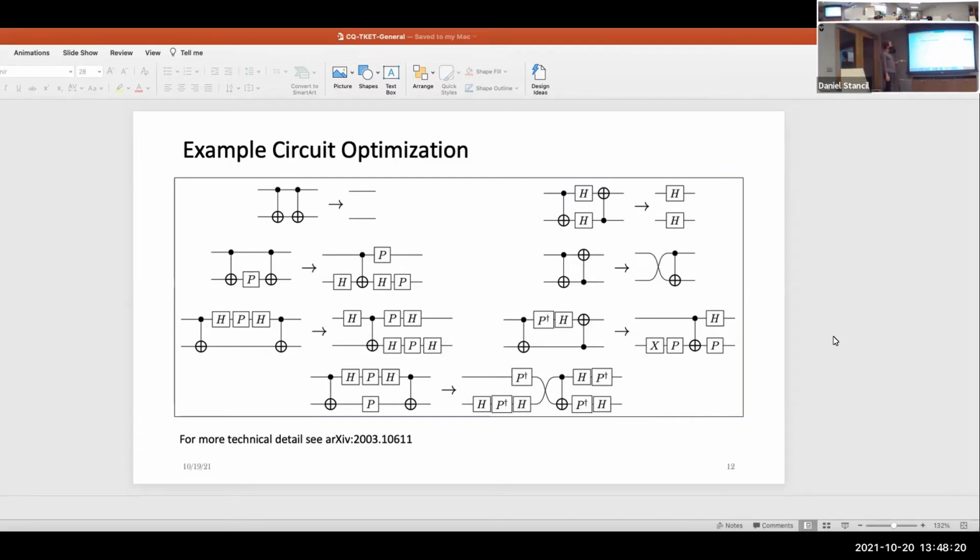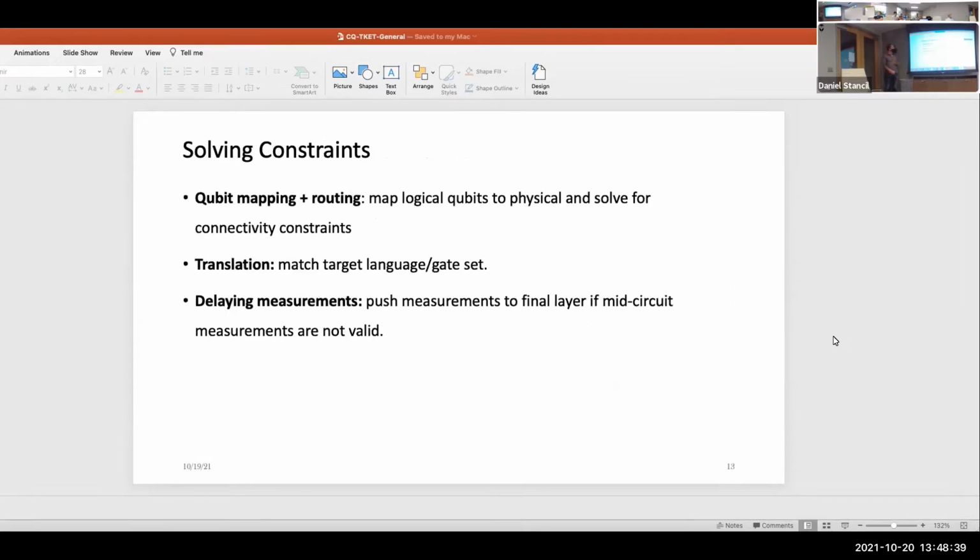So I've given a few examples here, but if you're curious to understand the full set of examples and how this is achieved, this is the arXiv number. And so you can look up the mathematics of it. So again, this is how it optimizes just the circuit itself. This is completely independent of hardware.